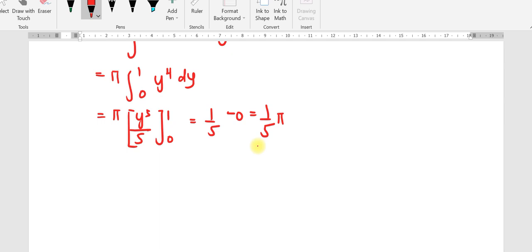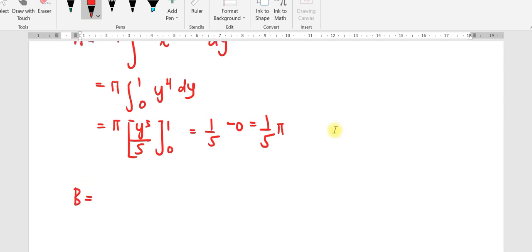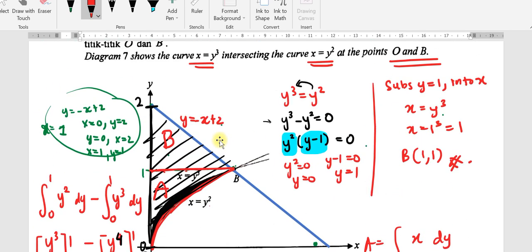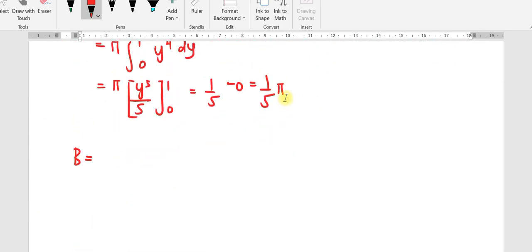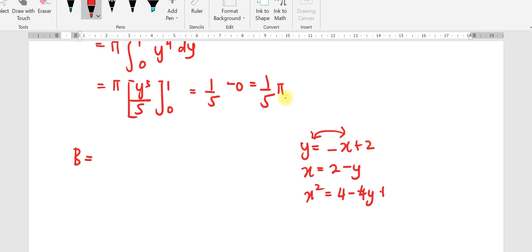Okay, now part B. Part B, we need to modify its equation first. Its equation is y equals negative x plus 2. You can write it on the side like this. y equals negative x plus 2. Make sure it's x square. So x equals 2 minus y. I bring the negative across. So x square should be 4 minus 4y plus y square.